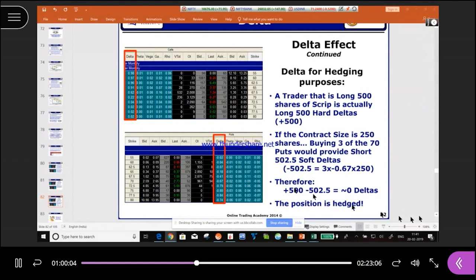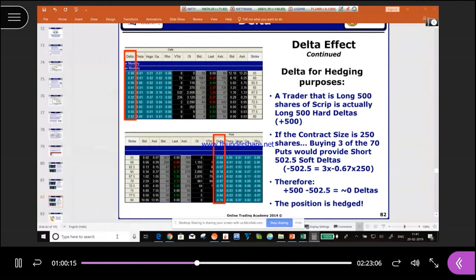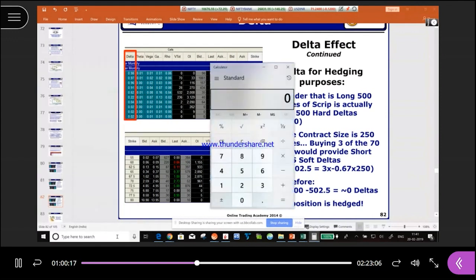Now per share we are going to make 67 paise. So for 250 shares, how much are we going to make? 250 into 0.67 is 167.5. Which means if you bought one lot of 70 put option, it can only hedge 167.5 shares of your holdings. Got the point?